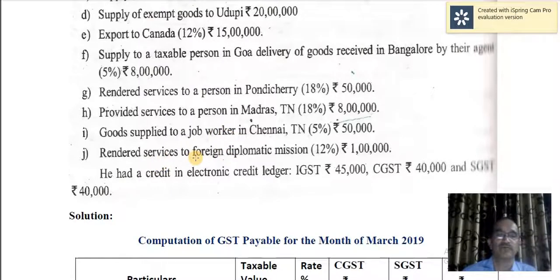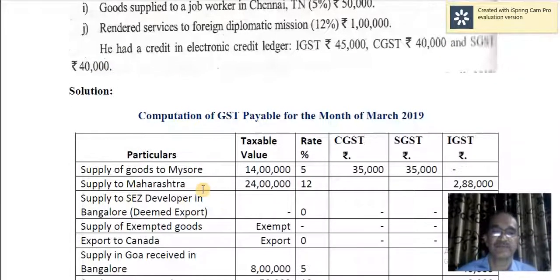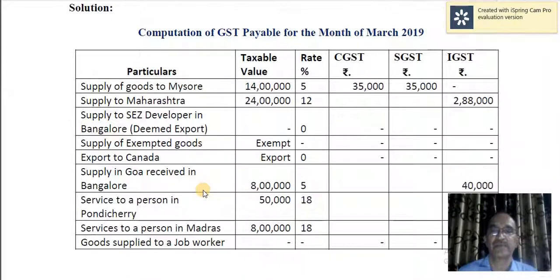Rendered service to foreign diplomatic mission. So here we assume that these services are rendered within Karnataka, and therefore CGST and SGST rates are applied and taxes are being calculated. Okay, he had a credit in electronic credit ledger, IGST 45,000, CGST 40,000, and again SGST 40,000. Okay, first let us calculate output tax.